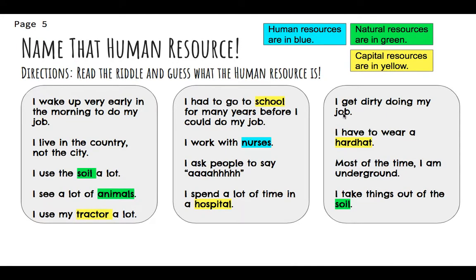This one's pretty tricky. I get dirty doing my job. I have to wear a hard hat. Most of the time, I am underground. I take things out of the soil. So make your guesses, read them again or listen again if you need to, and we're going to go on and finish up our day 2.